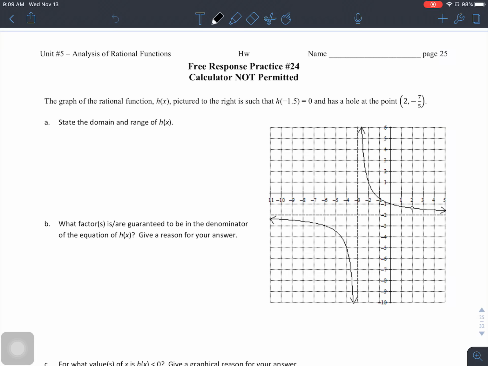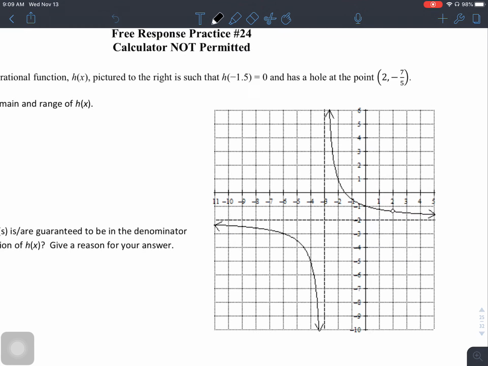This is pre-AP pre-calculus. This is free response practice question number 24. No calculator can be used. The graph of the rational function h of x is pictured to the right, and we have an ordered pair, negative 1.5, 0. That means that the x-intercept is negative 1.5, and it has a hole at 2, negative 7/5.